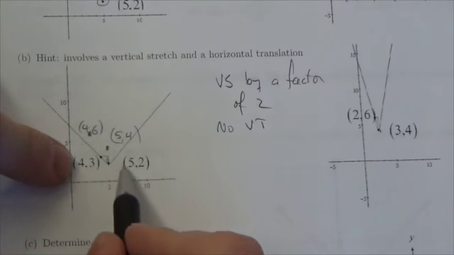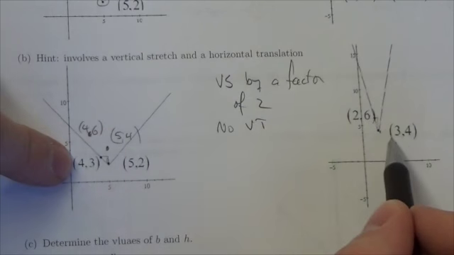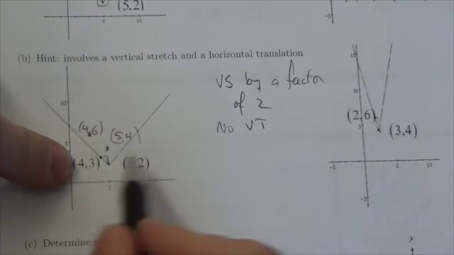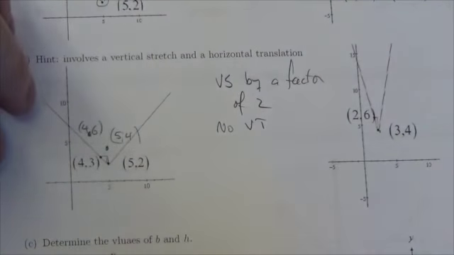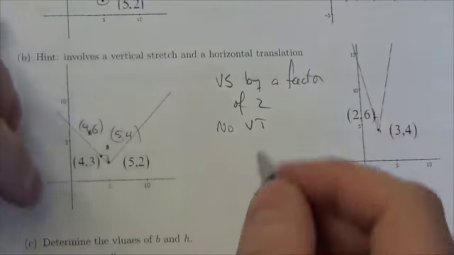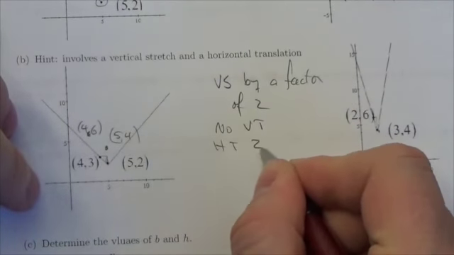However, look at this. This was 4,3, 5,2. Now it's 2 and 3. Now to go from 4 to 2, I've gone 2 to the left. To go from 5 to 3 is again 2 to the left. So there's been a horizontal translation to the left here.